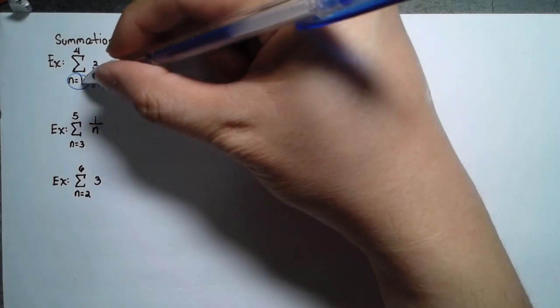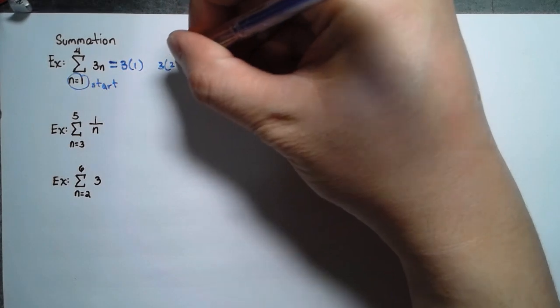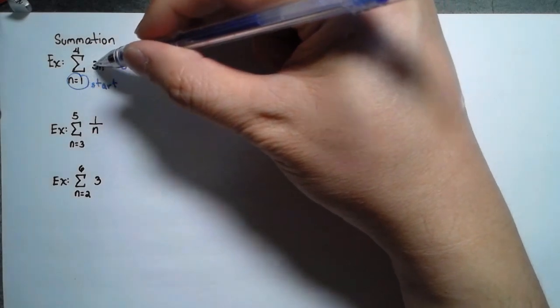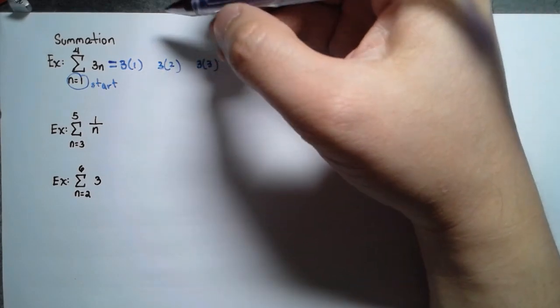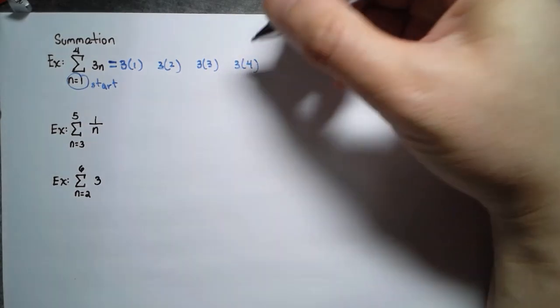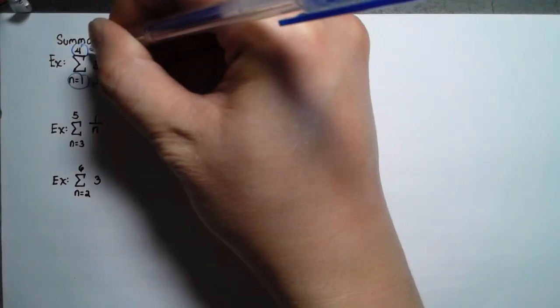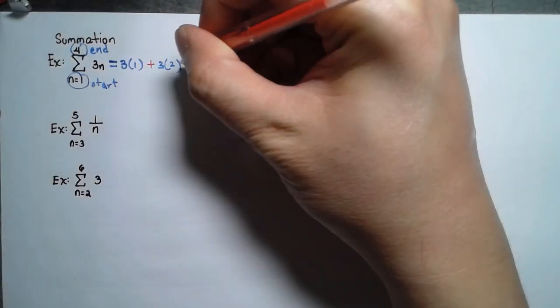The next number after 1 is 2. So we're going to plug in 2, and we end up with 3 times 2. The next number after 2 is 3, so 3 times 3. And the next number we plug in is 4, 3 times 4. Now, we stopped at 4 specifically because the top number right here says the last number we plug in should be 4. And after we do that, we're going to add every single one of them.